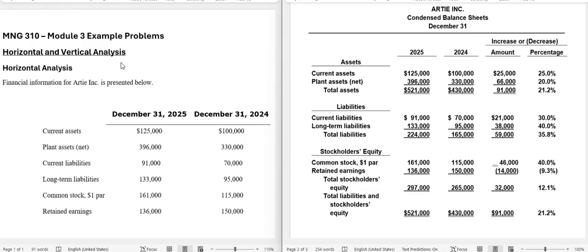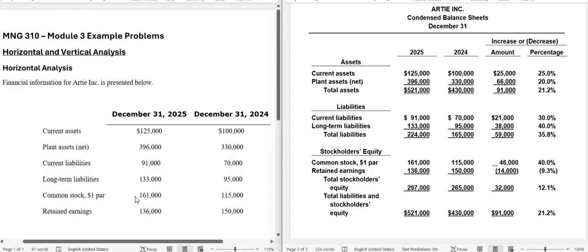For example, here we have some financial information for Artie Incorporated. We have been provided information about some of their balance sheet items, or actually all of their balance sheet items for 2 years. These are the balances in their current assets, plant assets, liabilities, and so on as of December 31st of 2024. And these are the amounts they are reporting at the end of the next year, December 31st, 2025.